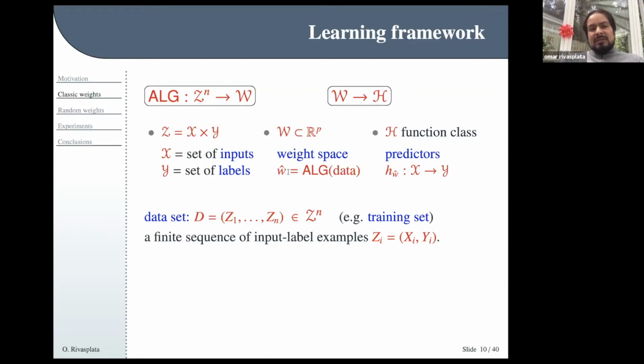And then one has to think that this weight maps to some function from a function class. And that function corresponding to the learned weight is what is actually going to be used in order to make predictions on future examples. You feed a new input to this predictor, learned from the data, and then that function is going to predict a label for that input.